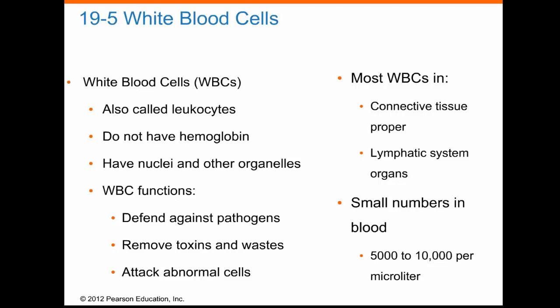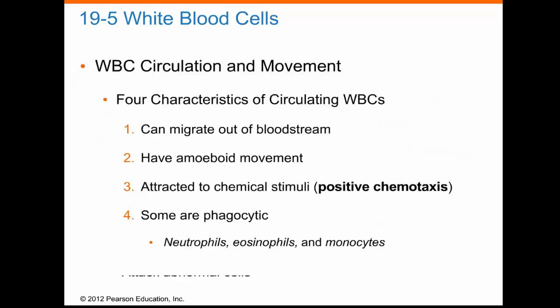Most white blood cells live in the connective tissue proper and in the lymphatic organs. There's only a small number of them actually present in the blood at any one time. However, they will migrate into the blood in order to go to an area where they're needed in the body. That's how they travel.